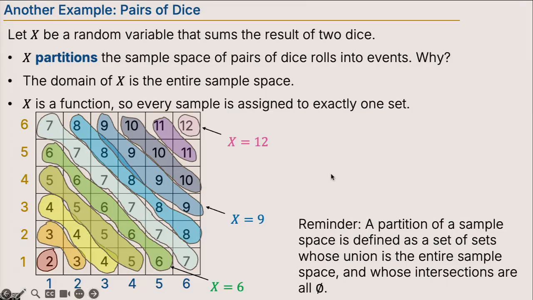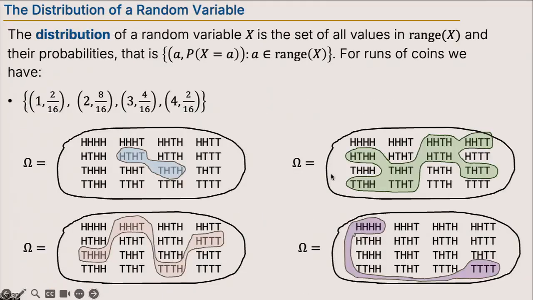Okay. The next thing I want to talk about is the distribution of a random variable, which is going to seem a little dry for a moment. So the distribution of a random variable is given in the notes with this expression here. It's the set of all values in the range of X and their probabilities. That is, each of these pairs is a specific number, like here I have a, and we have the range of X. So in this particular case, the range was 1, 2, 3, and 4.